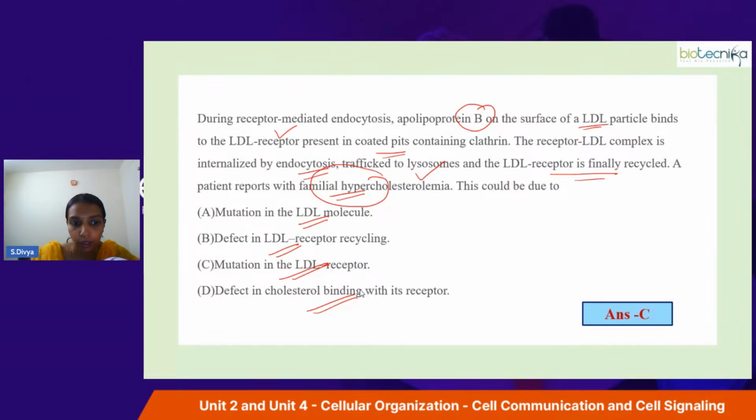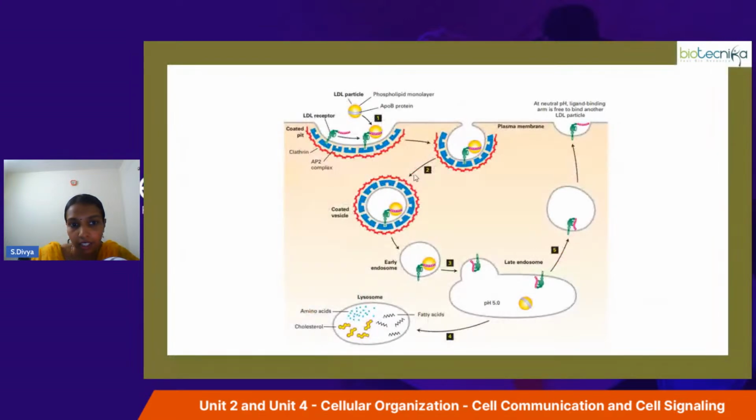Absolutely correct. So, always remember the LDL receptor is having a conserved amino acid sequence known as NPXY. If any mutation occurs in this conserved amino acid sequence also, your LDL will not bind to the corresponding receptor. So in that case also, the disease arises. Okay. So this is how it works.